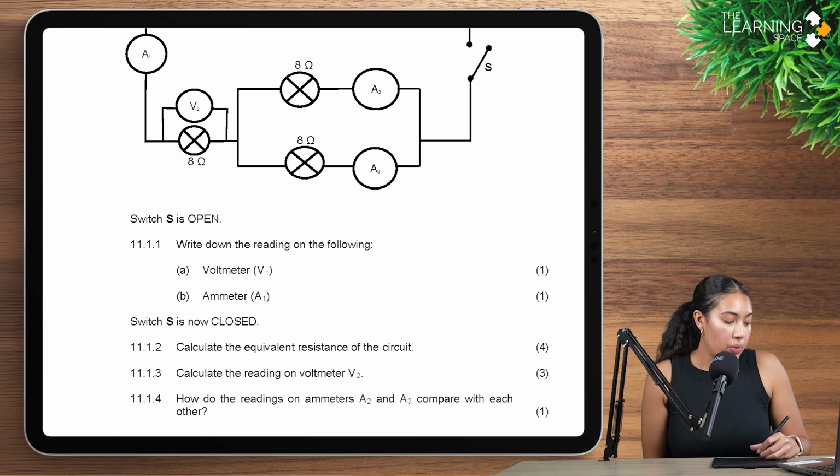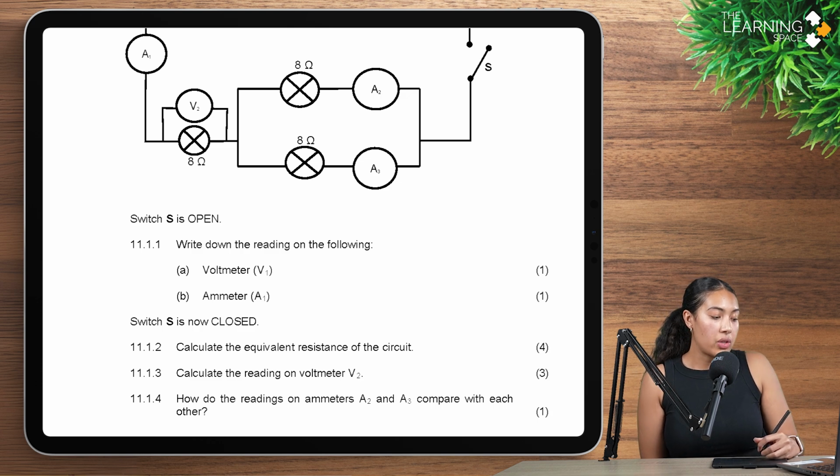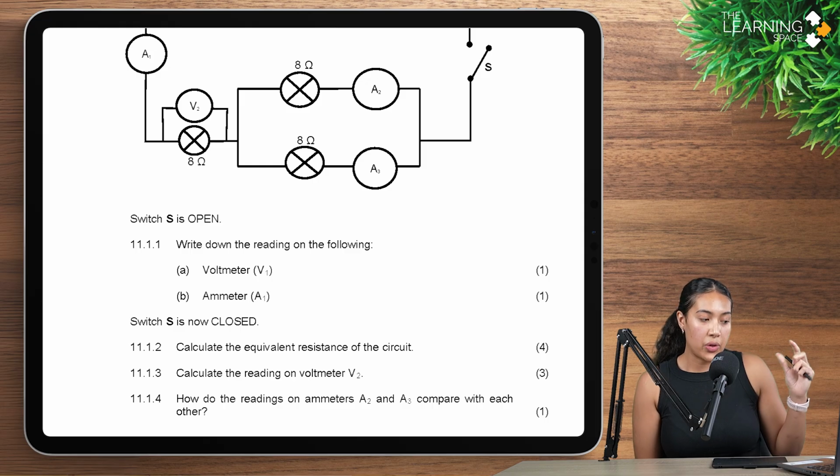So looking at 11.1.4, they ask us how do the readings on ammeter 2 and ammeter 3 compare with each other? The answer there would just be that they are equal to each other because both branches of that parallel component have equal resistance. So the amount of current going into each of those would be the same, because in parallel circuits, resistors act as current dividers. So because our resistance is equal in both of our branches of our parallel component, then the same amount of current is supplied to each of the branches.